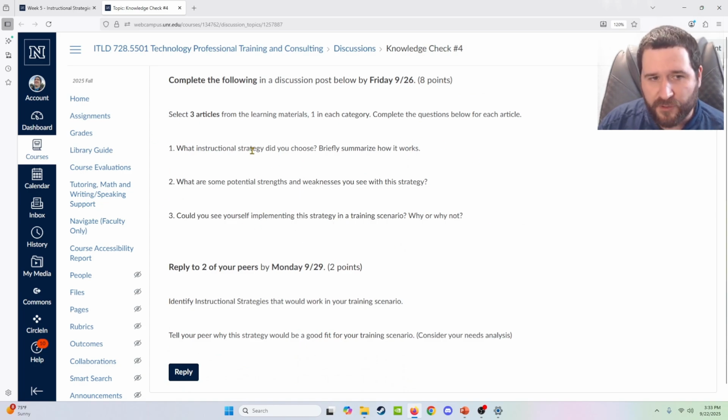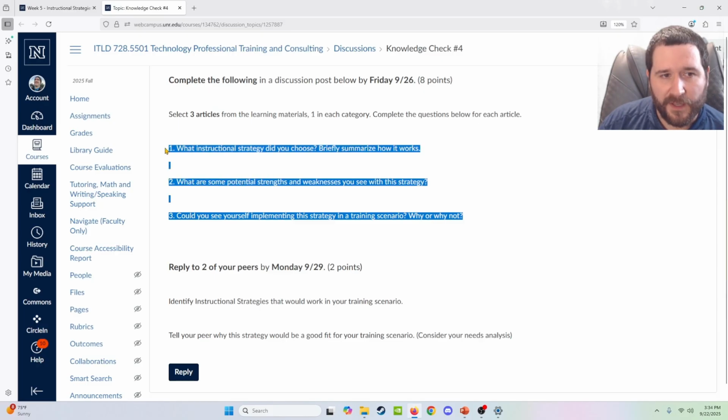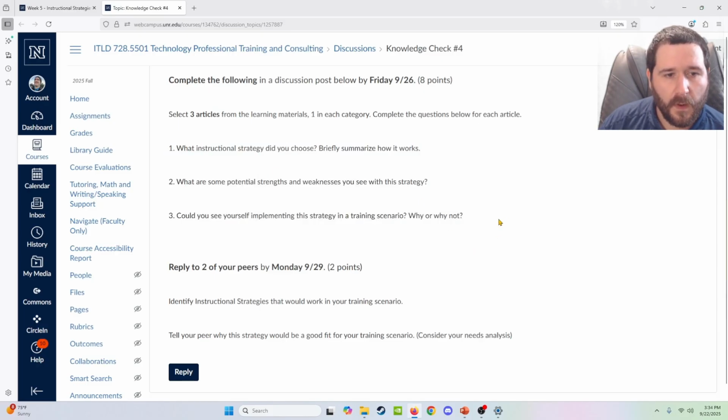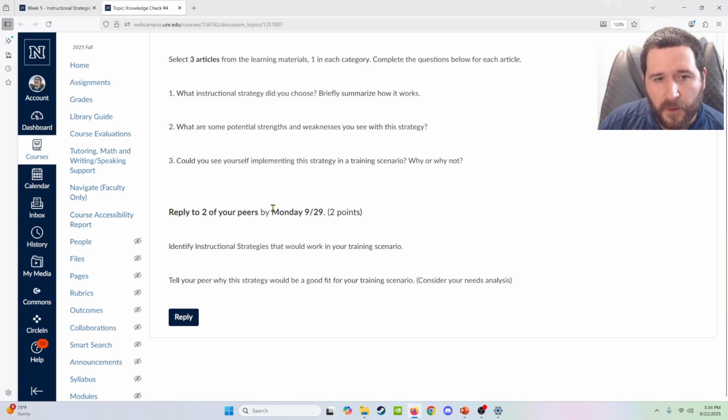I just want to know which strategies you chose, quick summary. I'd like to know some potential strengths and weaknesses that you see within the strategy. And I would like to know if you could see yourself implementing this strategy in a training scenario, why or why not. Okay? So we have 3 articles. You're going to answer those 3 questions for each article. Then you're going to check out at least 2 of your peers. You're going to respond to them. You're going to identify some instructional strategies that you think is going to work for your training scenario. And you're going to tell them why this would be a good fit.